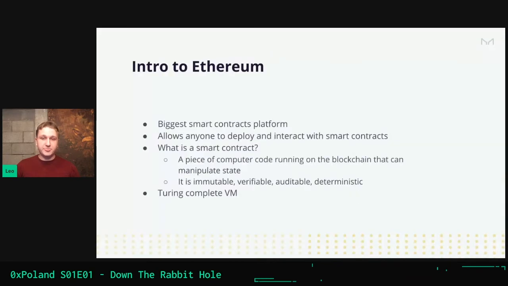So, Ethereum. Ethereum is currently the biggest smart contracts platform and allows anyone to deploy and interact with smart contracts. A smart contract is basically just a piece of computer code running on the blockchain that can manipulate its state. It is immutable, verifiable, auditable, deterministic, and it's running on a Turing-complete virtual machine. And Ethereum allows us to run this virtual machine on the blockchain.